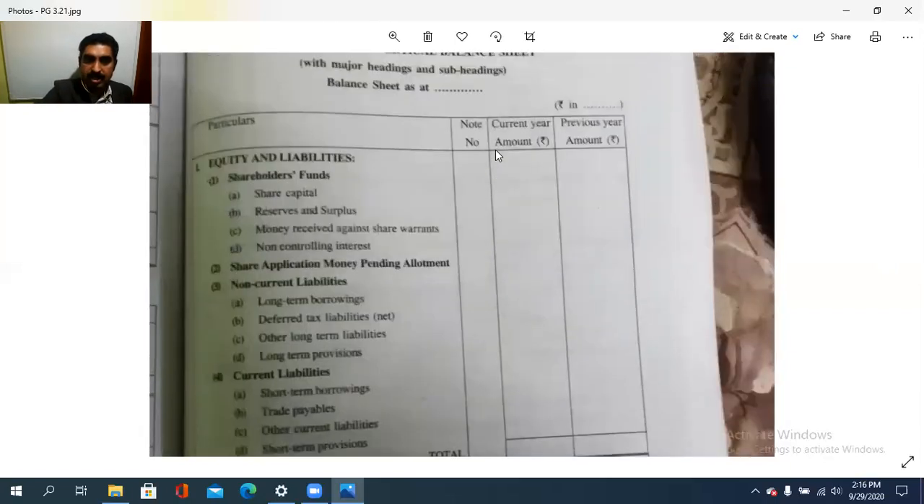So what all are there? One is the equity and liability. Under that, shareholders' fund is the first one. Number 2 is share application money pending allotment. That is, if the allotment is pending, that is share application money pending allotment. Okay. Then third, under that, non-current liability.